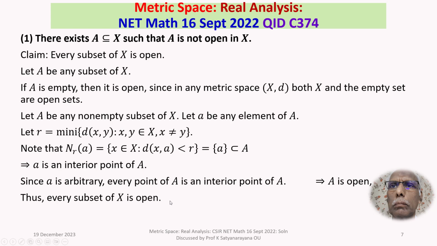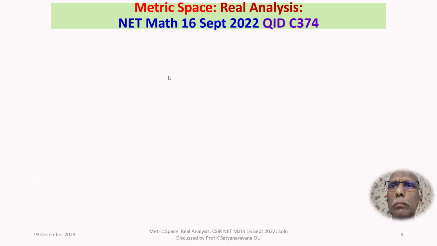So let's get into option 1. There exists a subset A of X such that A is not open in X, but we have proved that every subset of X is open. Therefore, option 1 is not true. We move on to the next option, option 2.